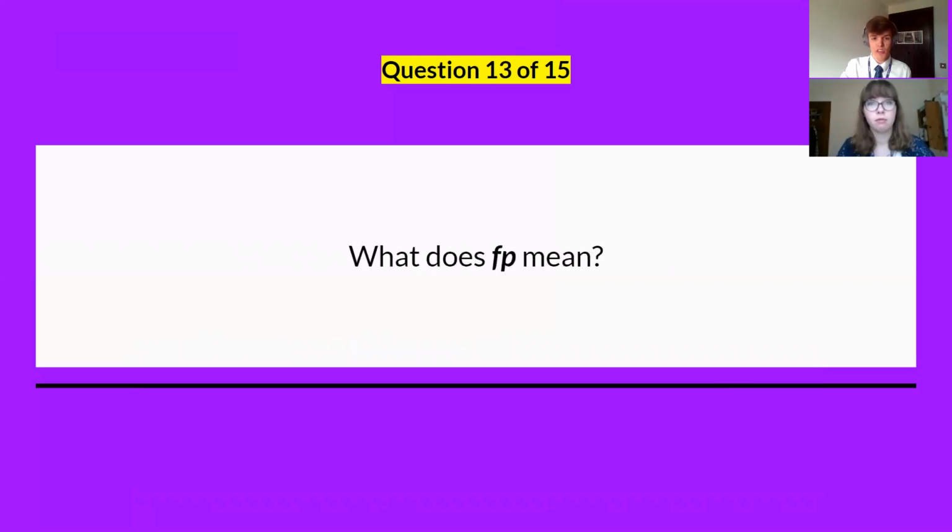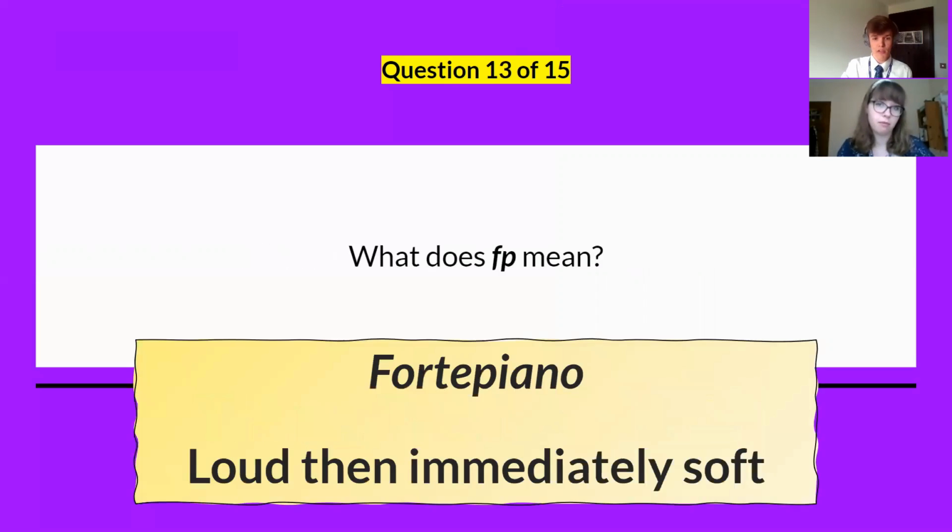Question number 13, what does FP mean? It means forte piano, which is a dynamic marking that tells you to be loud and then immediately soft. So loud for only a little bit. Yeah, exactly. Visual representation.